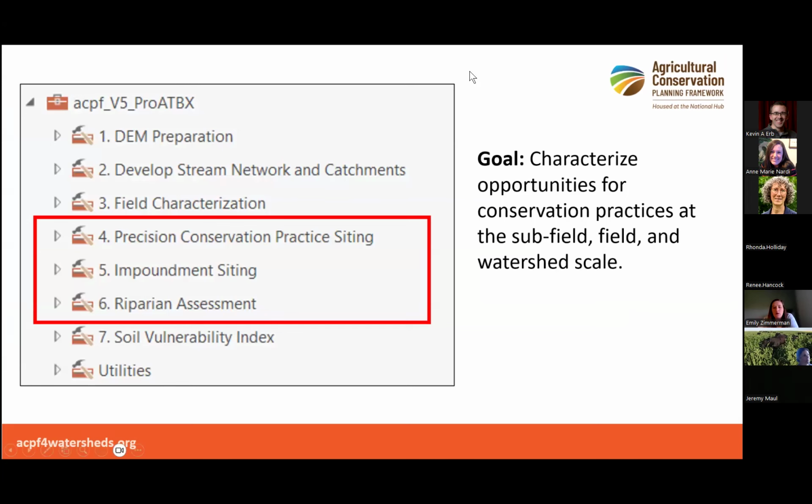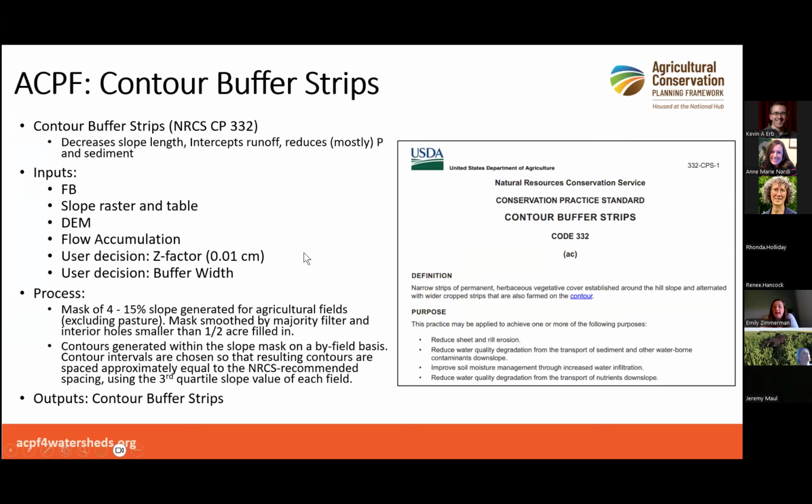And so I am going to step through just two potential tools that you could use just to give folks a feel and a flavor for the technical details that go behind the visualization of these practices in fields and in watersheds.